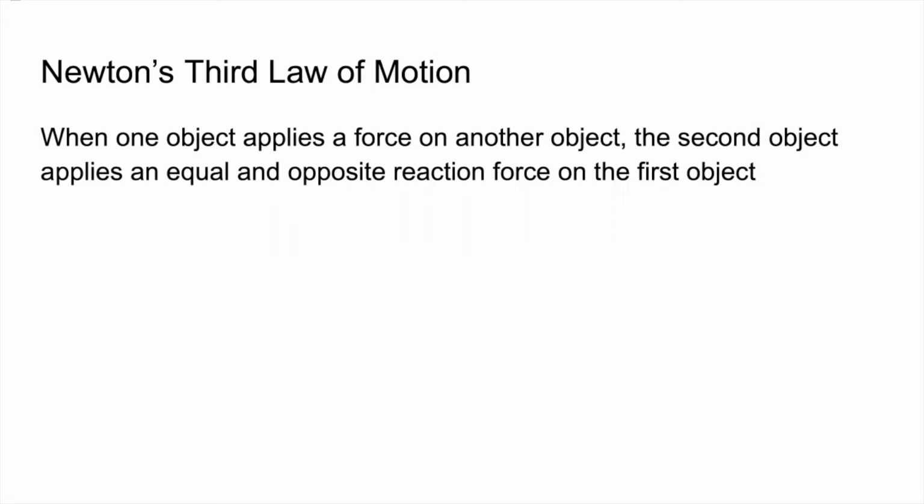An example of this law in action is in the PhET simulation when the person was pushing on the box with the force of 50 newtons to the right, the box was pushing on the person with a force of 50 newtons to the left. The simulation didn't show this, but it's true.